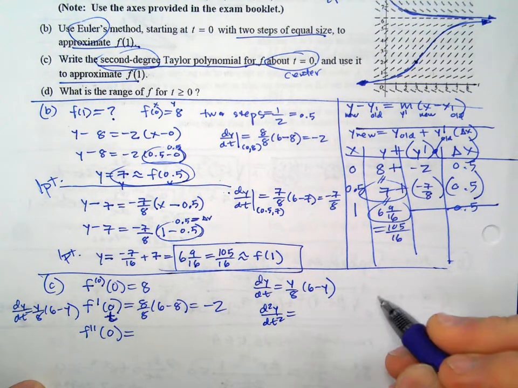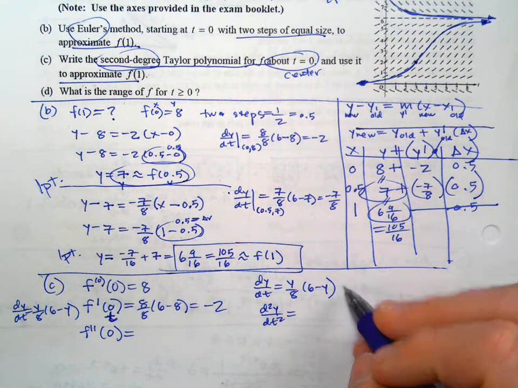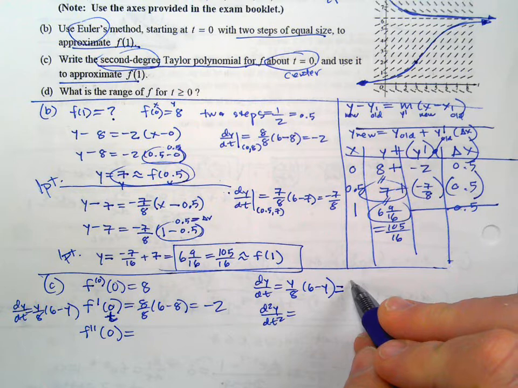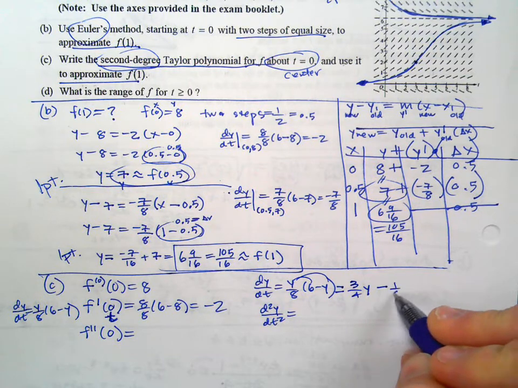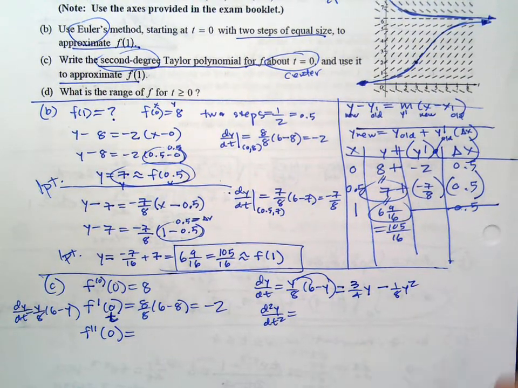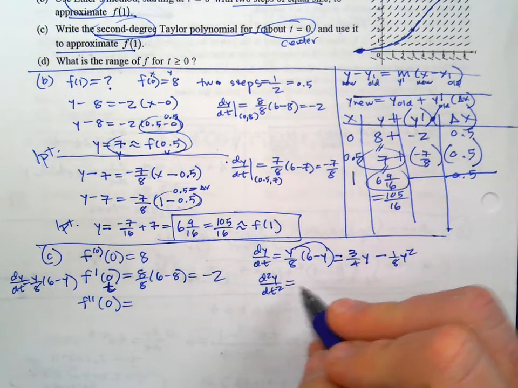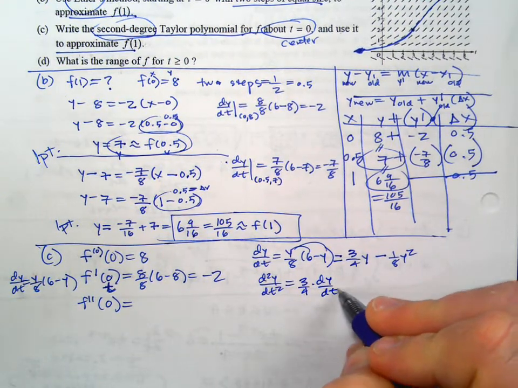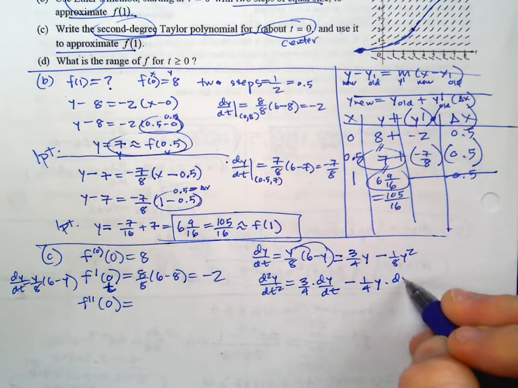Now, the second derivative, we're going to have to take it implicitly. It might be easier to go ahead and distribute this. I don't really want to do product rule if I don't have to, and this will make it a lot easier, I think. Or you could do product rule. So I'm going to go with that, and then I'm going to take a derivative of this. It's going to be 3/4 dy/dt minus 1/4 y dy/dt.